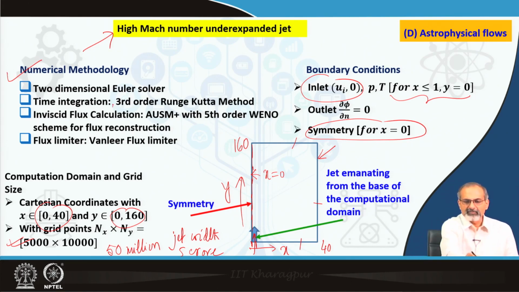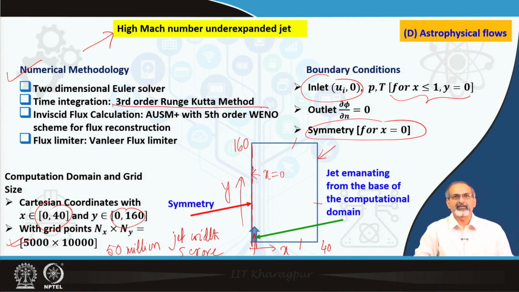The time integration scheme is the third order Runge-Kutta method. The inviscid flux calculation is done with the AUSM plus scheme with fifth order WENO scheme for flux reconstruction. So, these are advanced numerical methods which are used for appropriate calculation of compressible flows laden with strong shocks, and you need to put in some more effort to understand the computational issues related to such schemes.